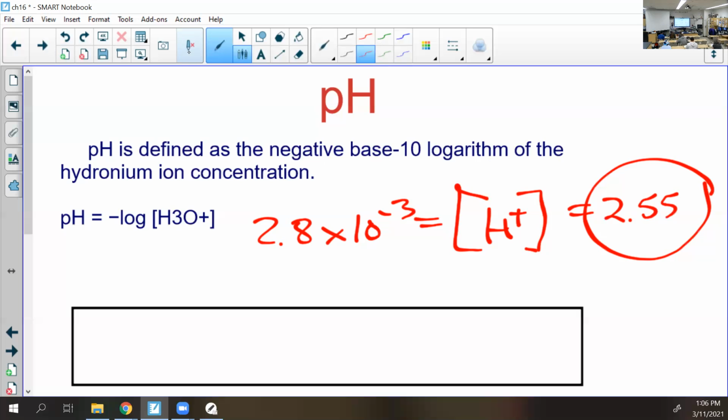You're doing that problem wrong. Someone else ask a question? So you still put in the 10 to the negative 3. Yes, you type that all in. So pH, if you're given H plus, is super simple. It's just typing.